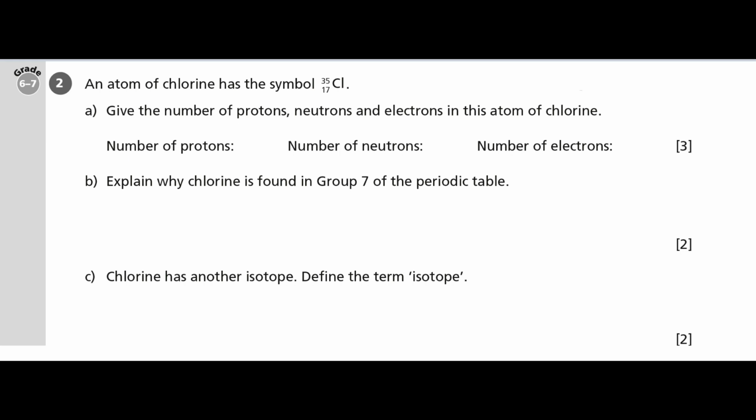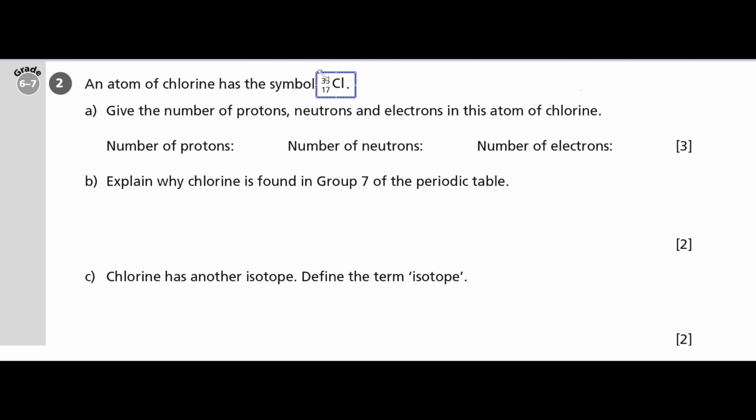Let's look at the rubric together. An atom of chlorine has the symbol which is given to us in the question. This symbol is really important and I'm going to draw a box around it so I remember to use it. What does the symbol share with us?